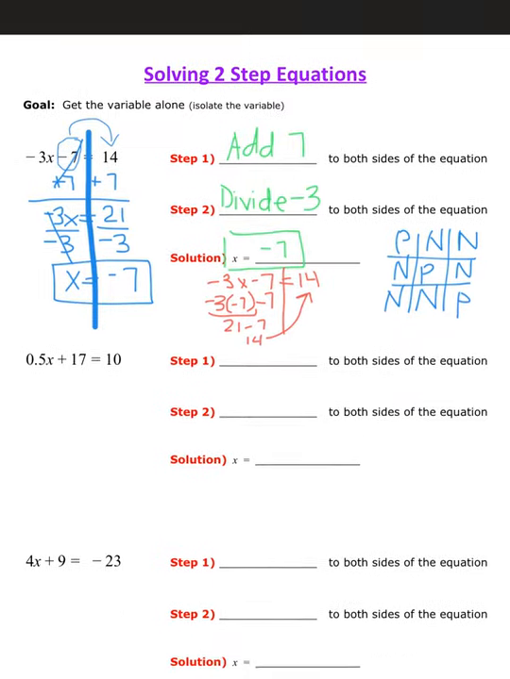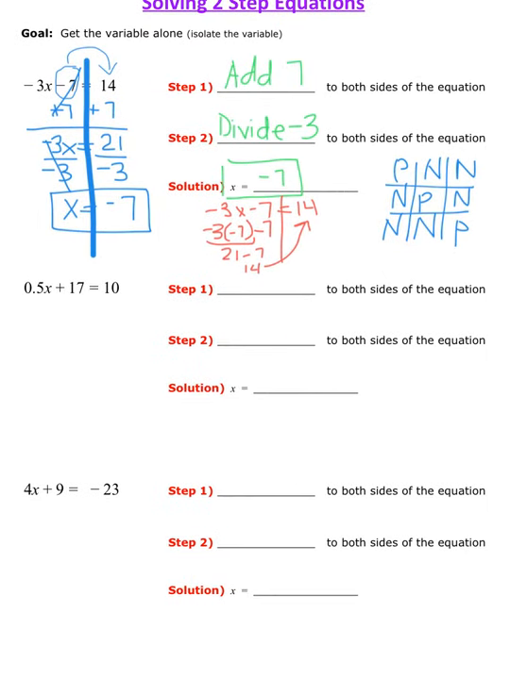Now I move on to my next equation. My next equation here says 0.5x plus 17 equals 10. So I'm going to draw my line down. Okay, looking at the side that has the variable, I want to get rid of the plus 17 first, and I'm going to do that by doing the opposite. So minus 17 on both sides.